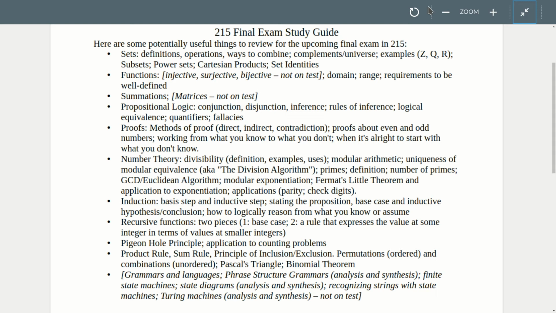Propositional logic. All right, I need my purple. I have the special non-purple sheet.